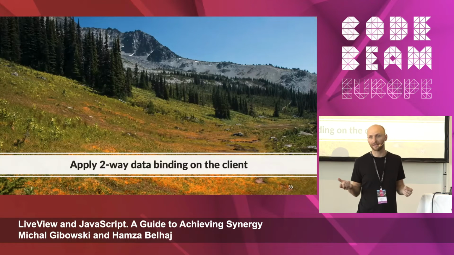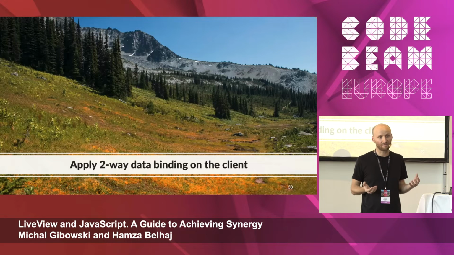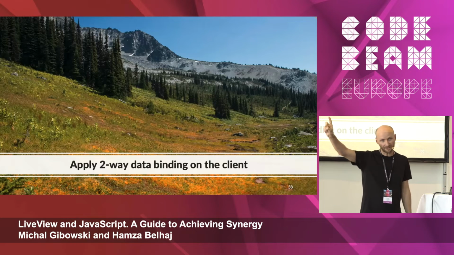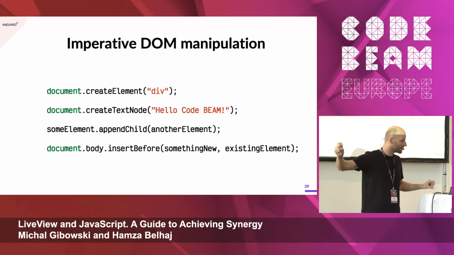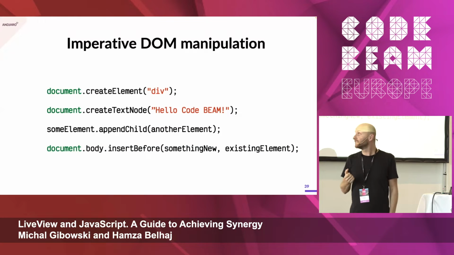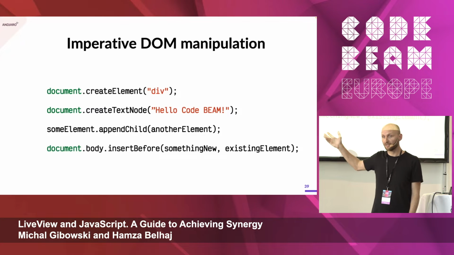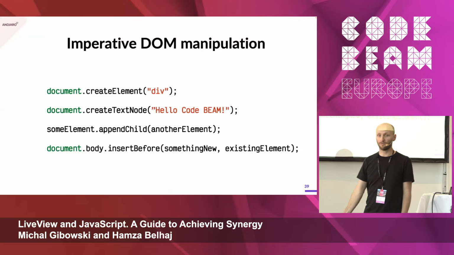And what do we mean by that? Whenever you want to manipulate DOM, you have basically two ways. The first way is to do it imperatively, and the second way is to do it declaratively. So that's the imperative way. We directly mutate the document object by invoking methods like createElement, insertBefore, and so on.